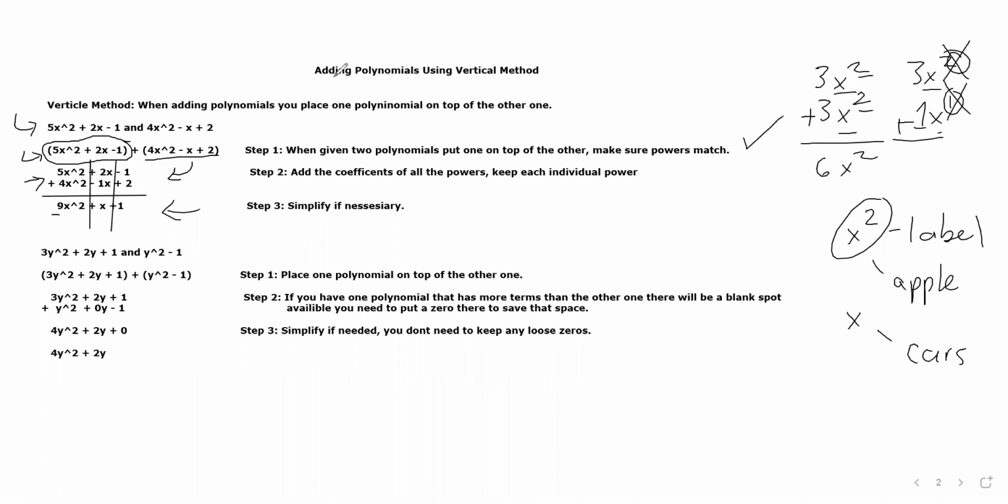If someone has a car and I give them an apple, and then I said, well, I'm giving you this apple, you're adding it to your car, now you have two cars. That doesn't make any sense, right? In other words, this cannot add with this because they are not compatible, okay?